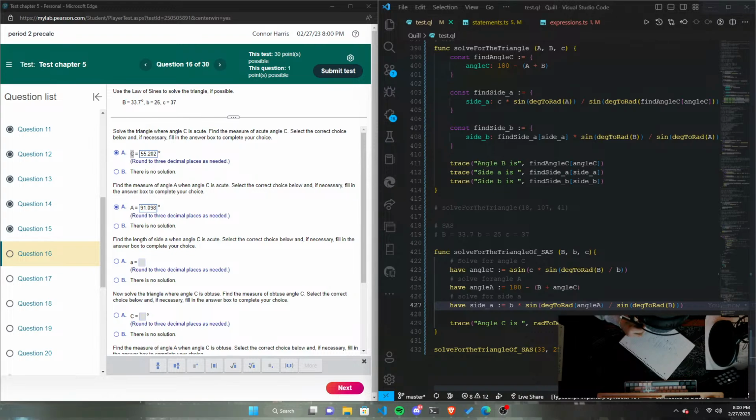A is equal to 25 times sine of 91.098 divided by sine of 33.7.